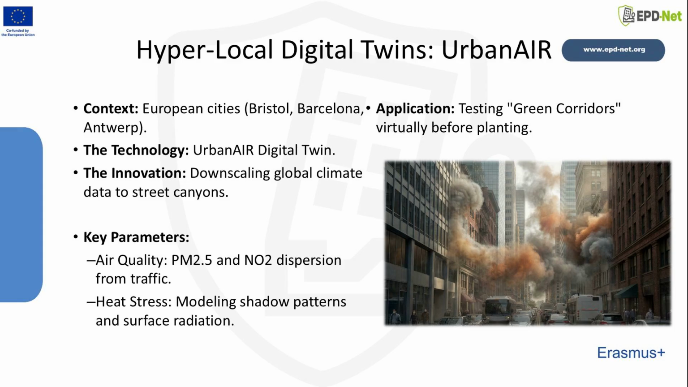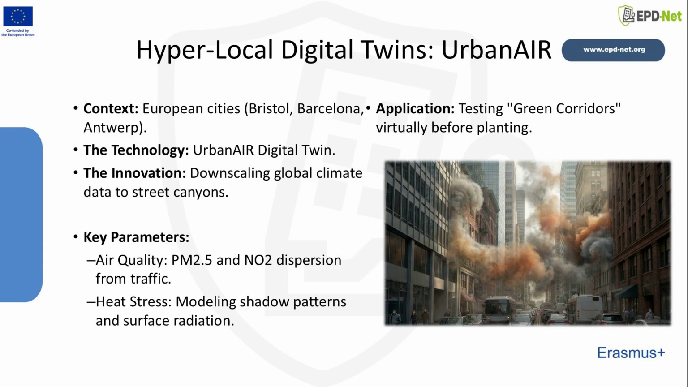Urban air is a useful example of a digital twin approach focused on urban heat and air quality. The value proposition is high resolution, near real-time information that can support operational decisions and longer-term planning. For ecological risk mapping, this shows what hyperlocal means: street-level variation, microclimate effects, and behavioral responses. These details matter for heat risk and exposure because the difference between shade and no shade can be the difference between safe and dangerous conditions.